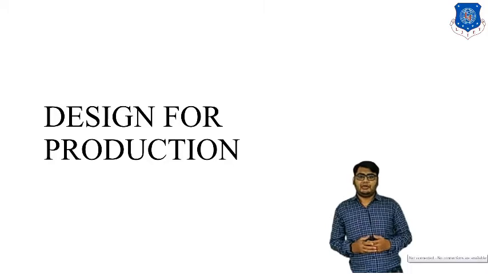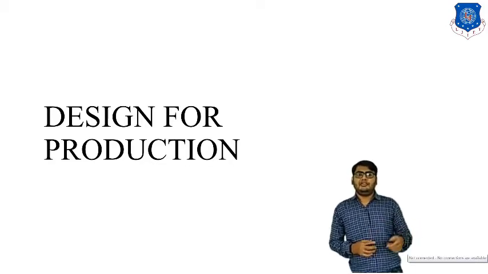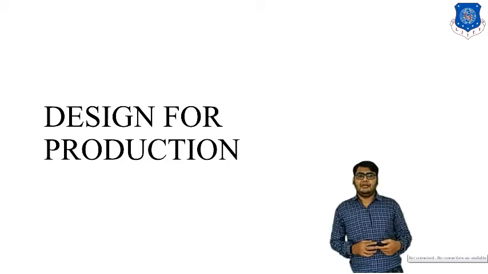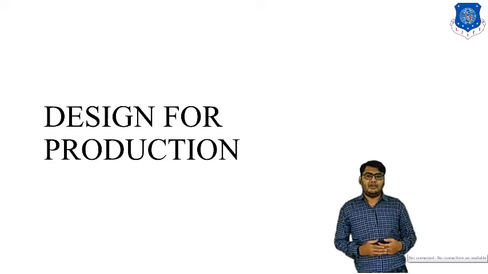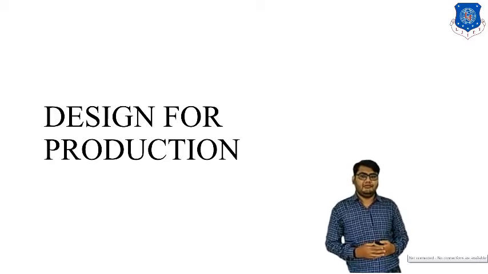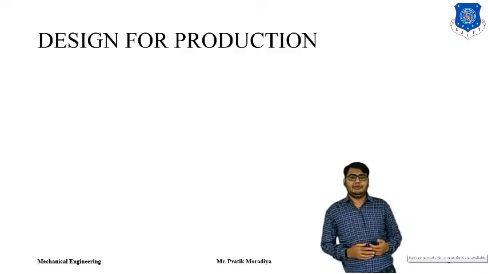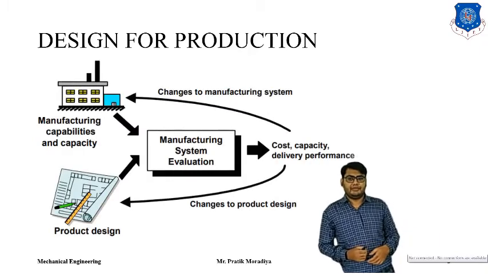Apart from manufacturing, production also thinks about not just converting raw material into finished goods, but how to convert those raw materials into finished goods, which machines will be required, how many facilities will be required, what capabilities and capacities will be required, and what will be the economic effect or economic considerations behind it. All this will be considered while we discuss production. So let us discuss what we mean by design for production.